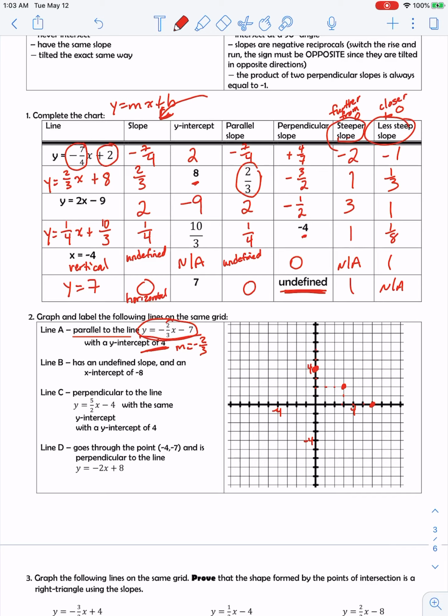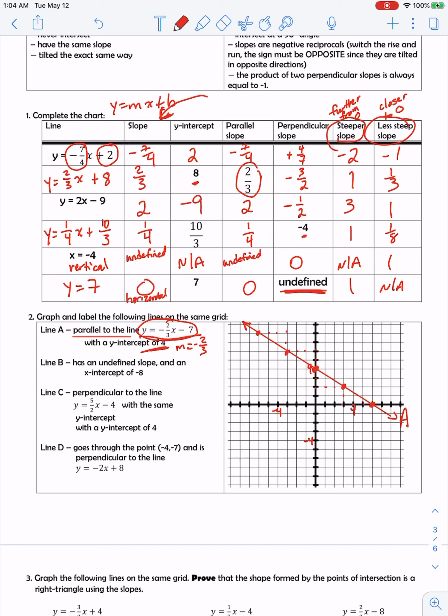Up 2 and back 3. So that's going to be line A. So I'm not drawing y equals -2/3 x minus 7. I'm drawing a line parallel to that one.